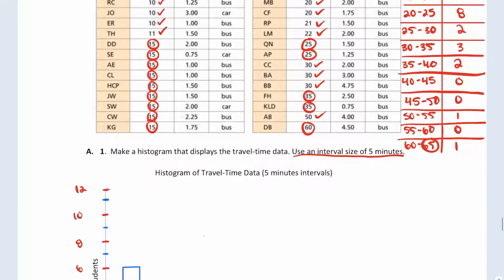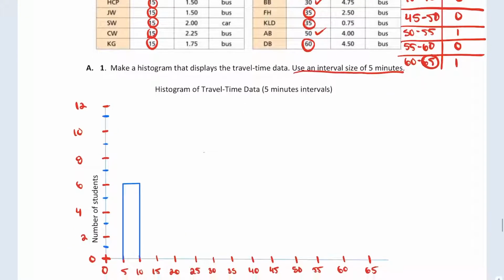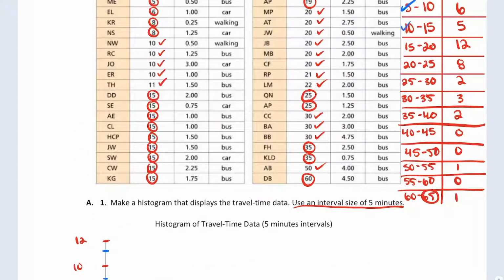Let's do 10 to 15. 10 to 15, there were 5 students. So I'm going to create my right side of my bar here. There we go. All the way up till 5. And then do you see how the 5-10 bar actually became part of the 10-15 bar, right? They're kind of squished together. There we go. And then we're going to keep going.